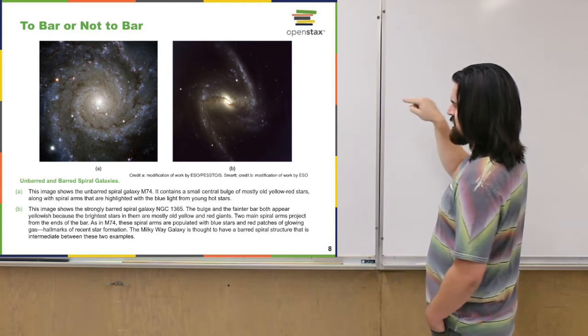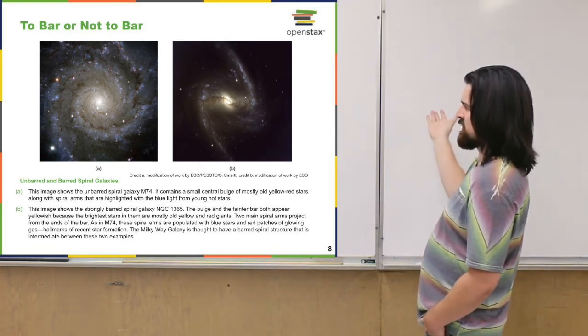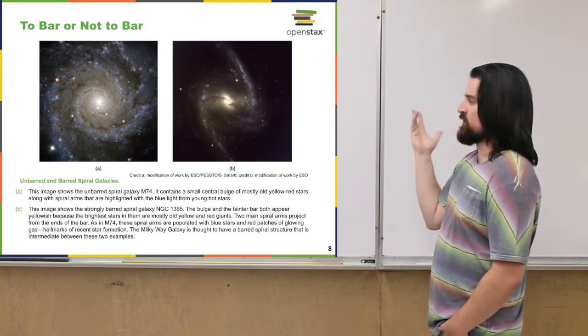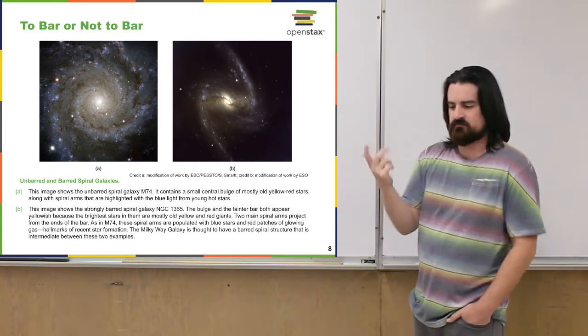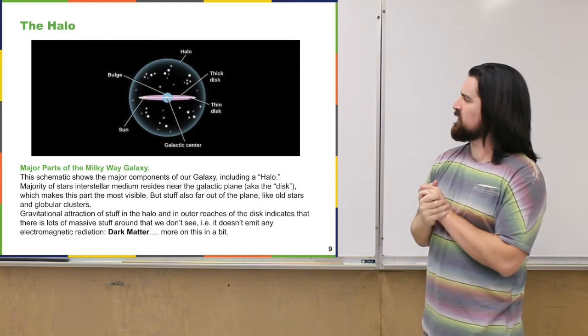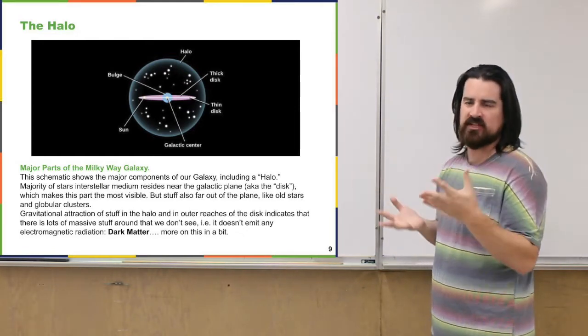But on the right, you kind of have to do a little rectangular shape. So this one on the right is like a bar, or what we call a barred spiral. The left is just a regular spiral, or unbarred spiral galaxy. This is just another picture of the galaxy, or a really simplified diagram.